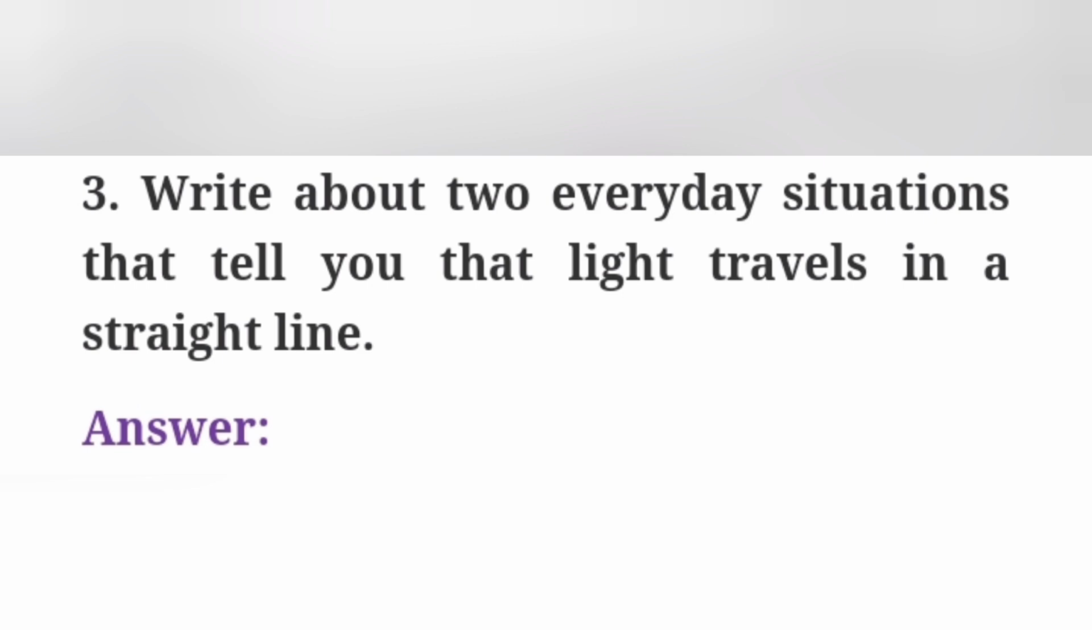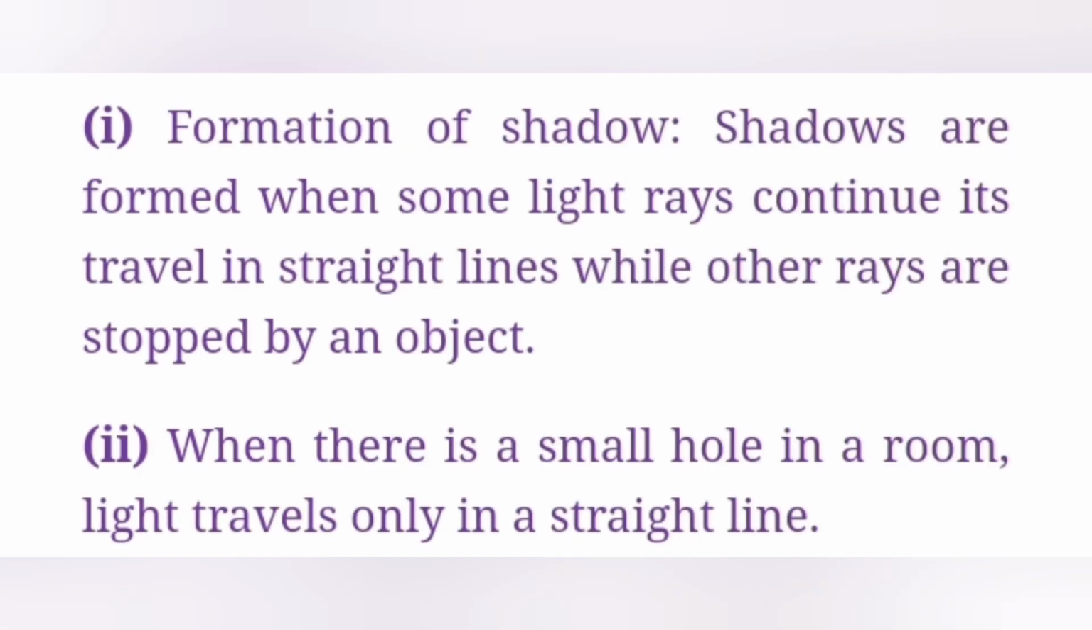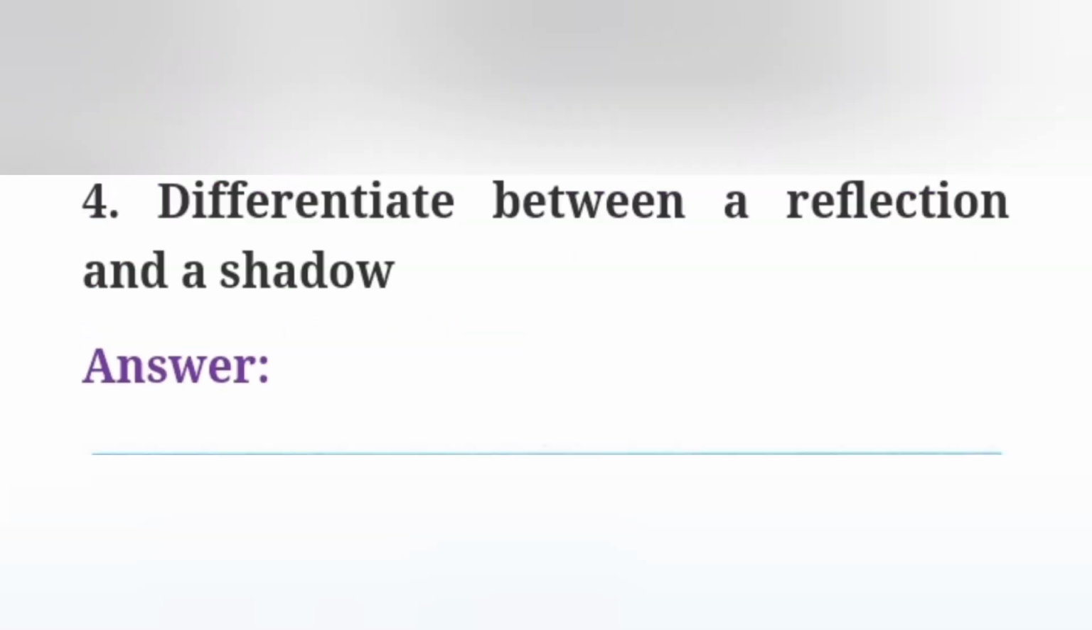Third question, write about two everyday situations that tell you that light travels in a straight line. First point, formation of shadow. Shadows are formed when some light rays continue their travel in a straight line while other rays are stopped by an object. Second point, when there is a small hole in a room, light travels only in a straight line. Fourth question, differentiate between a reflection and a shadow.